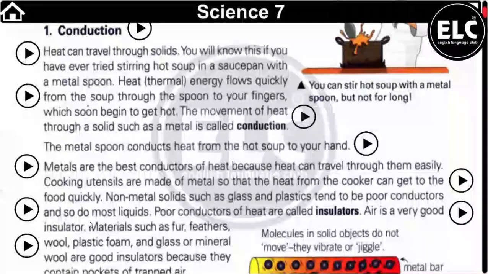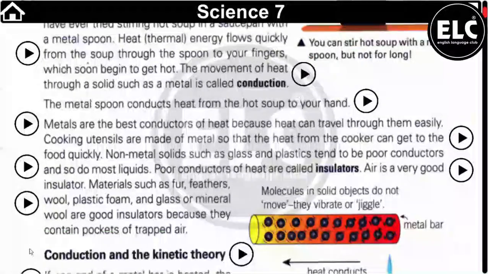Poor conductors of heat are called insulators. Air is a very good insulator. Materials such as fur, feathers, wool, plastic foam, and glass or mineral wool are good insulators because they contain pockets of trapped air.